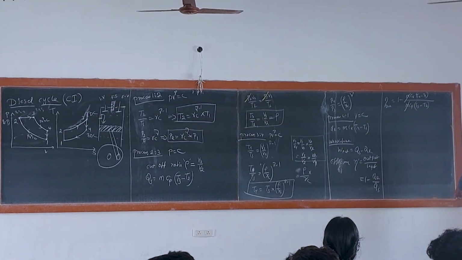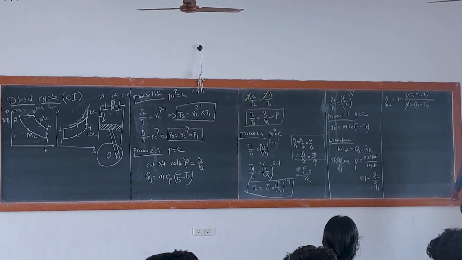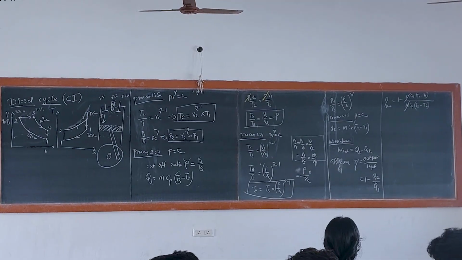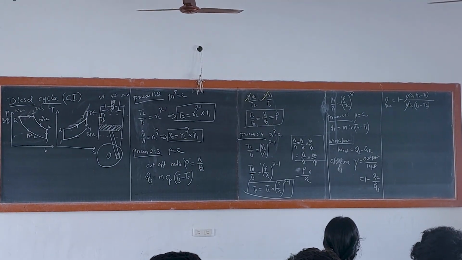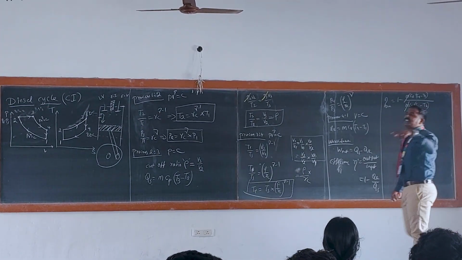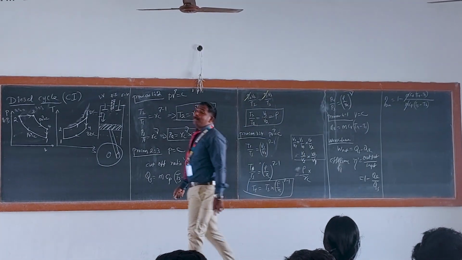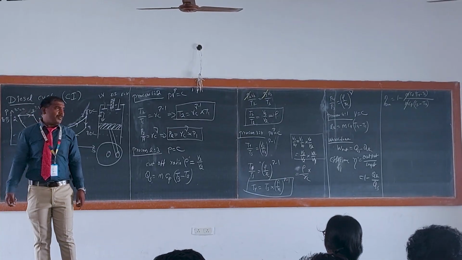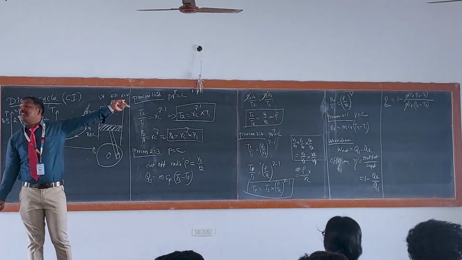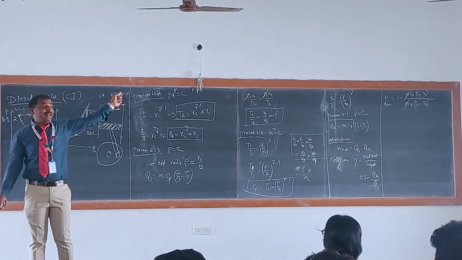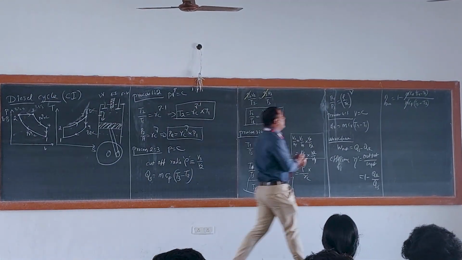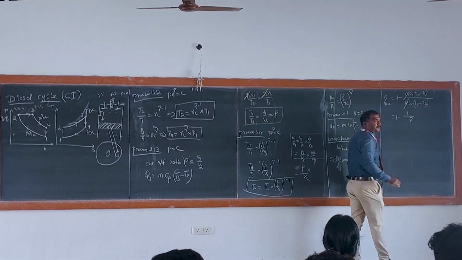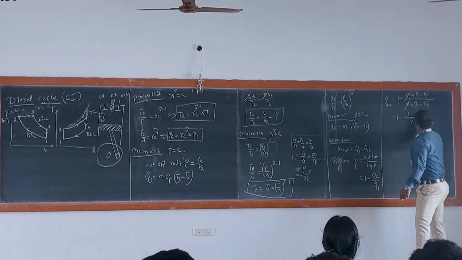How can we rewrite Cv and Cp? What is the R formula? Gas constant R is equal to Cp minus Cv. Then what is Cp by Cv? Gamma. So what do we have? Cv by Cv is 1, so 1 by gamma. First let me change only R: 1 by 1, so 1 minus 1 by gamma. Okay, clear? Shall we substitute the remaining?